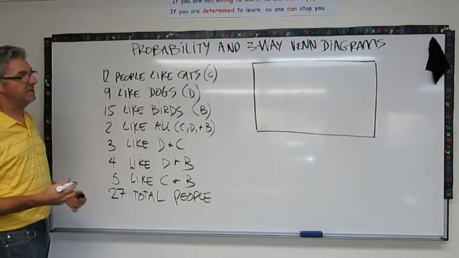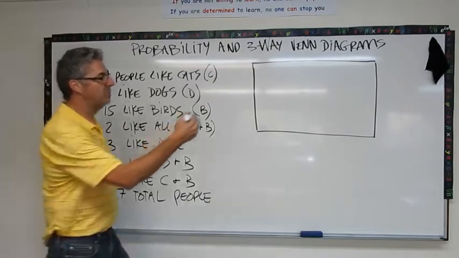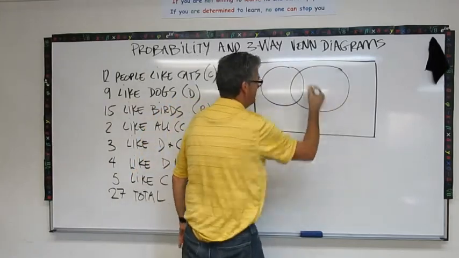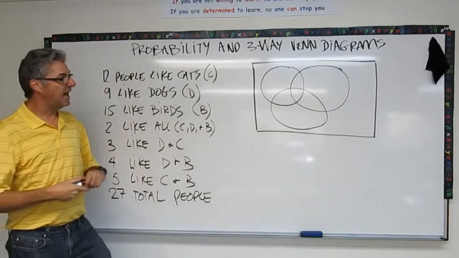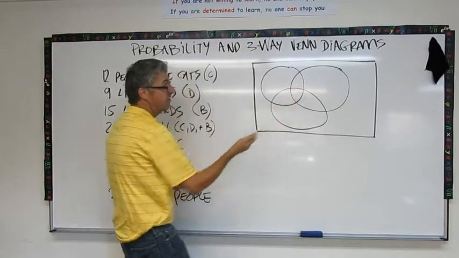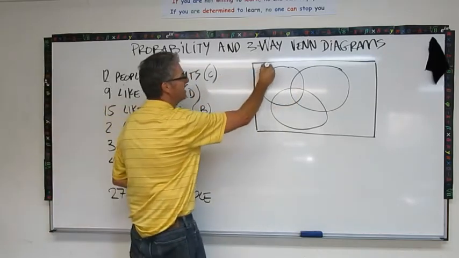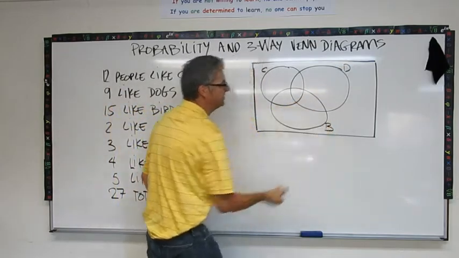So the first thing, I want to draw 3 circles so that they overlap in all the possible ways. Okay, so I have some overlaps, like this area here is these 2 circles. This one in the center overlaps with all of them. Then I'm going to label them. We're going to call this one cats, we're going to call this one dogs, and we'll call this one birds.